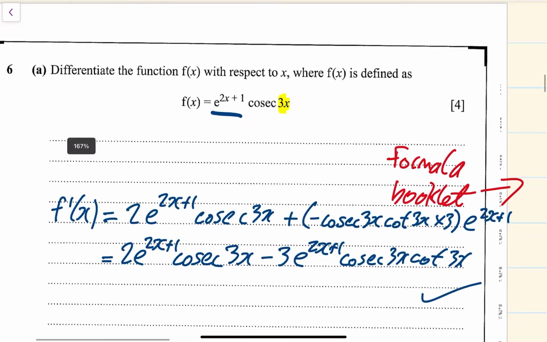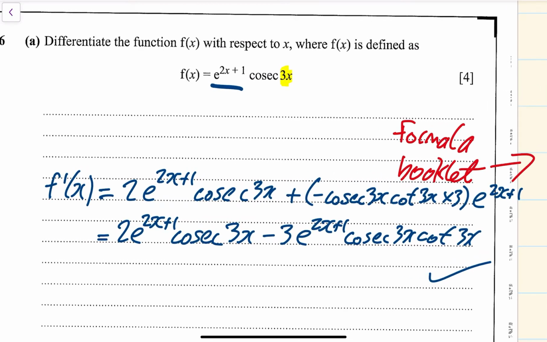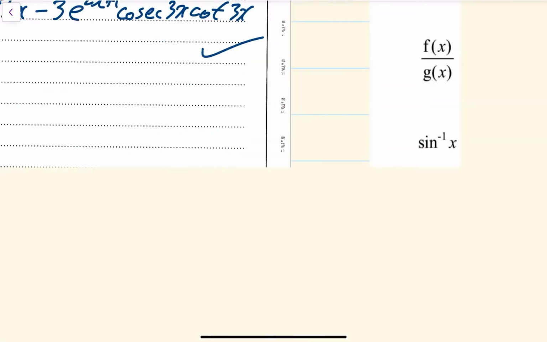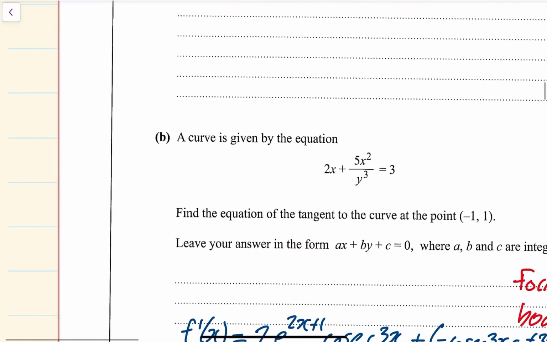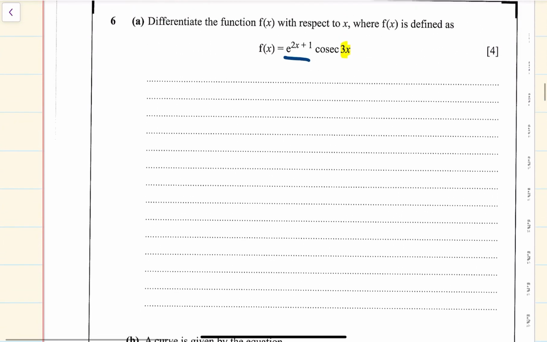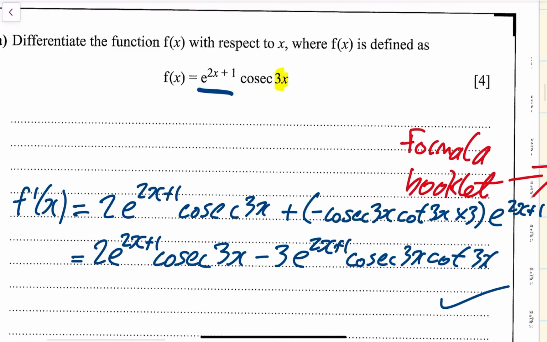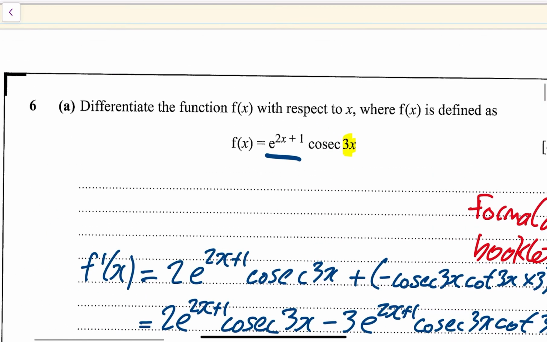Okay, question 6. It says differentiate a function f of x with respect to x, where f of x is defined by this. Okay, this is a product. What you could do here is use the product rule. I have decided not to do that.